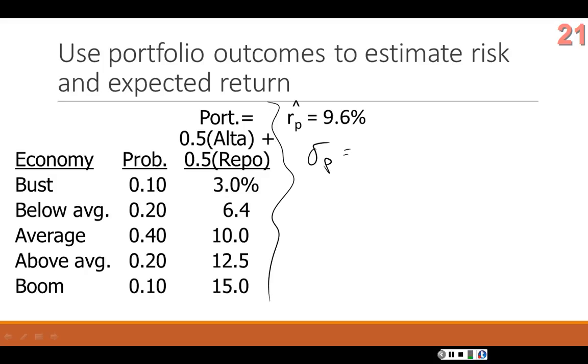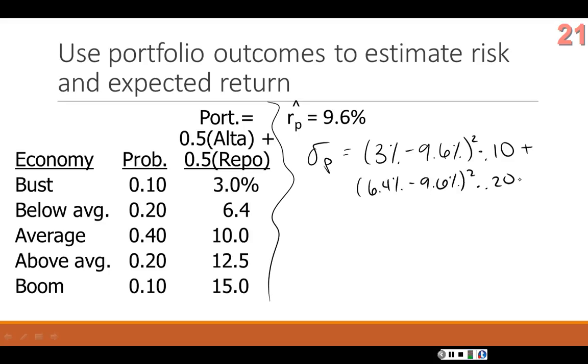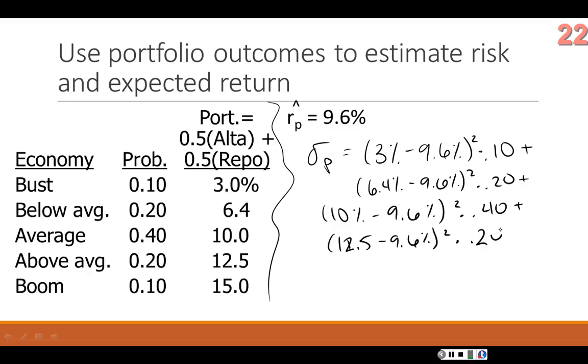And that's equal to our 3% return in a bust minus our expected return of the portfolio of 9.6%, squared, multiplied by our 10% probability, plus the 6.4% minus the 9.6% squared times the 20% probability, plus our 10% return minus 9.6% squared times the 40% chance, plus 12.5 minus 9.6 squared times 20, plus 15 minus 9.6 squared times 10. And all of this is under the square root.